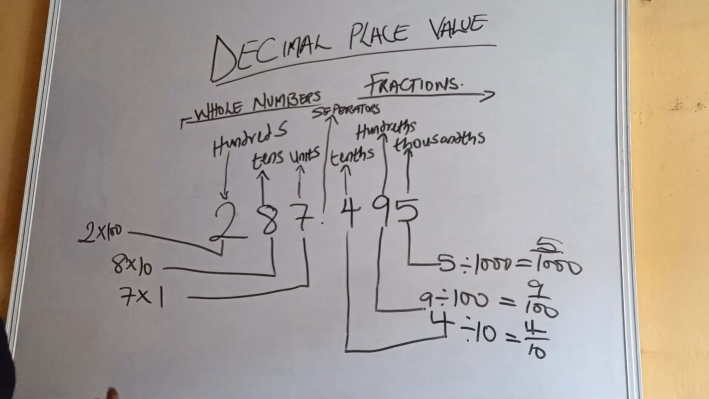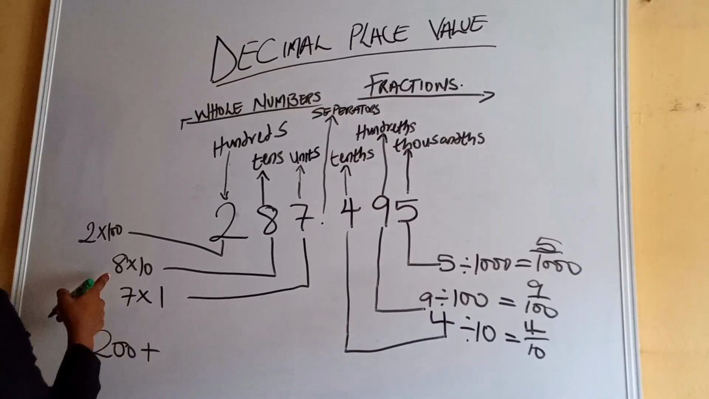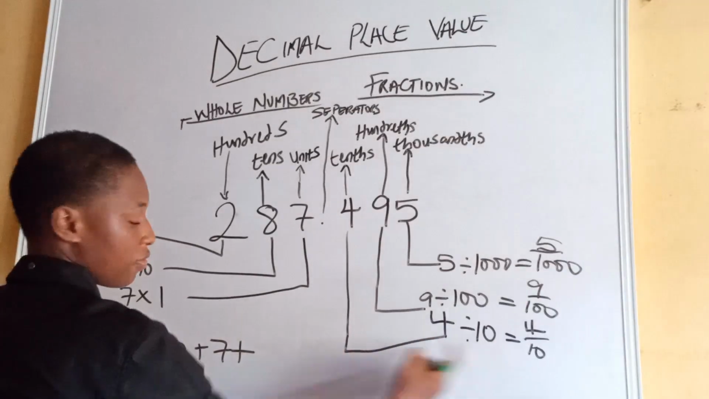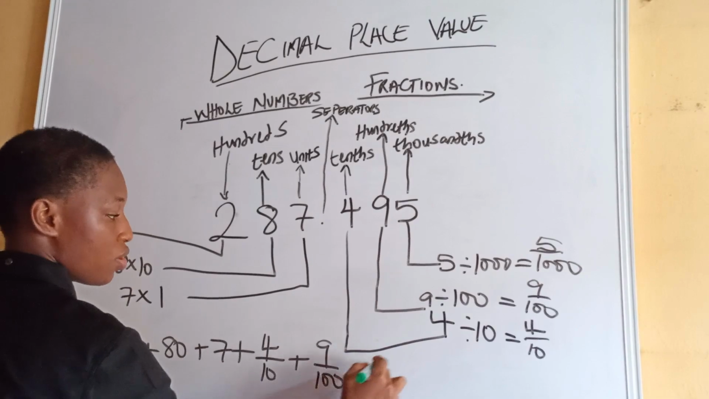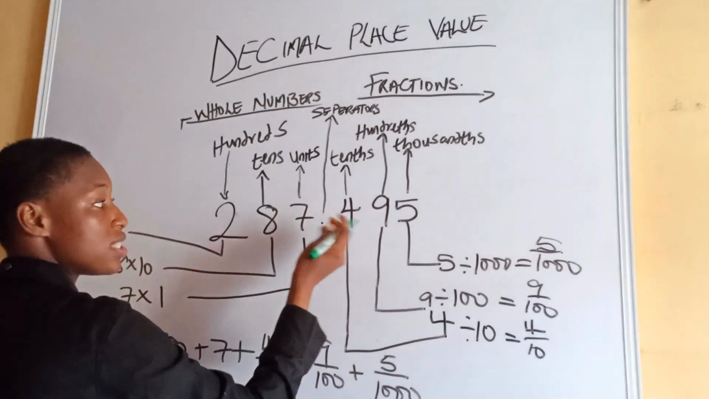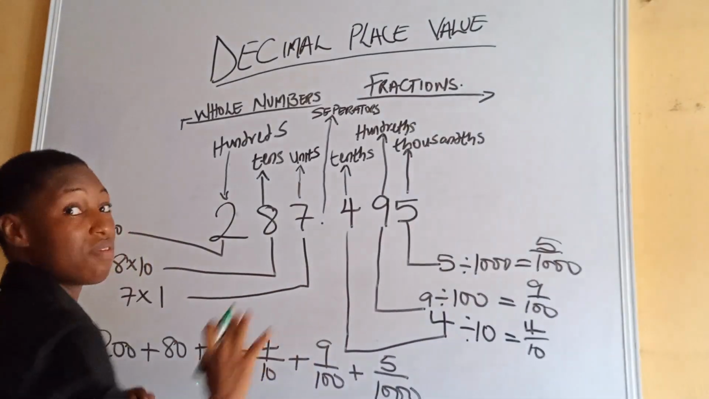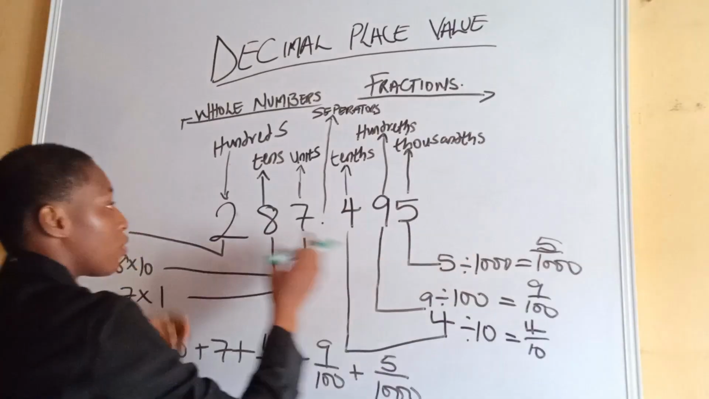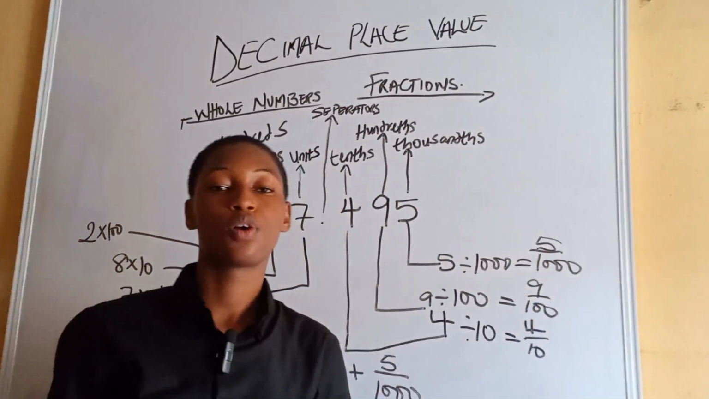So in expanded form, you have something like this. 2 times 100, that's 200, plus 8 times 10, that's 80, plus 7 times 1, 7, plus 4 over 10, plus 9 over 100, plus 5 all over 1000. That is to say, the further away this decimal is from the whole number, the more useless that number is. So you have some very long decimal numbers. The further away those digits are from the whole numbers, the more useless they are. That's how it is. All right, let's work on another question.